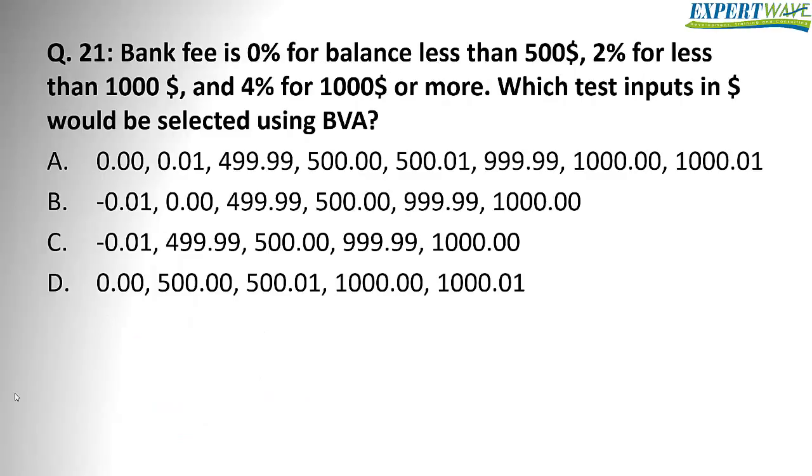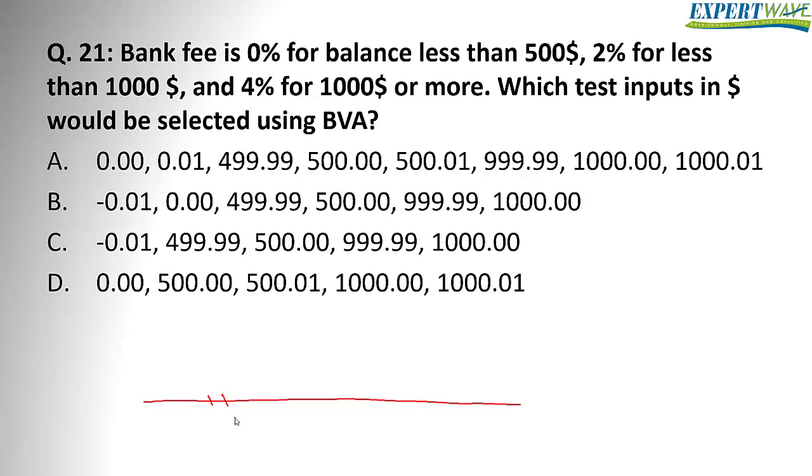Question number 21. Bank fee is 0% for balance less than $500, 2% for less than $1,000, and 4% for $1,000 or more. Which test inputs in dollars would be selected using BVA, or boundary value analysis? Again, in boundary analysis, if we define the partitions correctly, then we are almost done solving the question. Read the question very carefully. In this question, it didn't specify valid or invalid, so we should consider both.